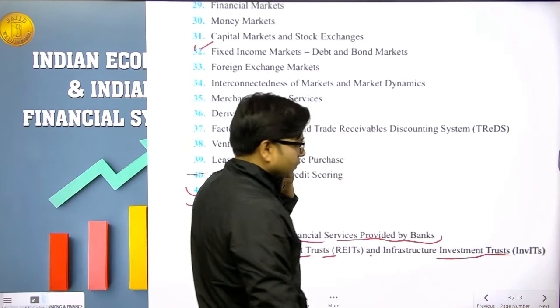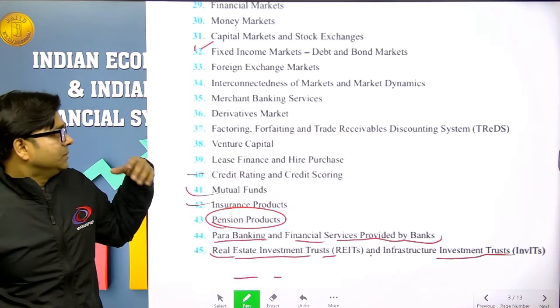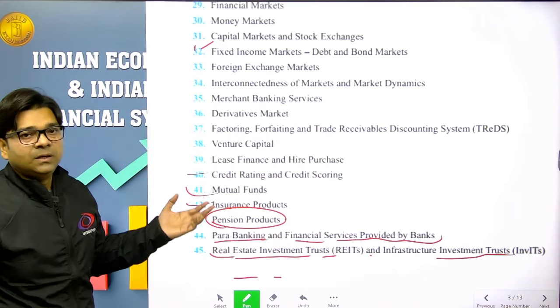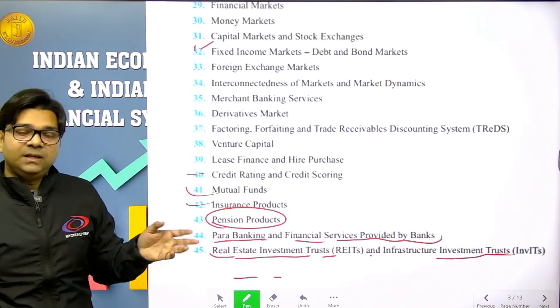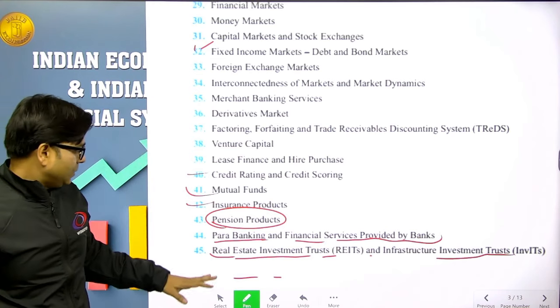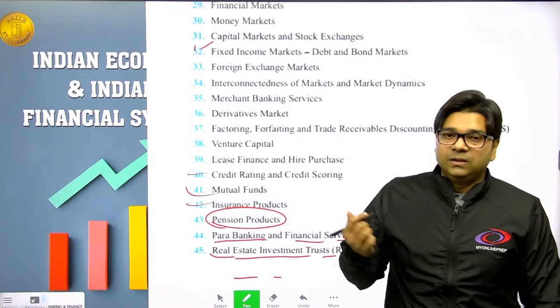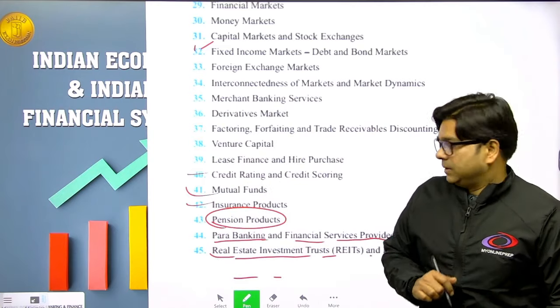So this is what we have about new changes in the new book of JAIIB, which is called Indian Economy and Indian Financial System. There are total 45 topics that you have to study in this particular paper.